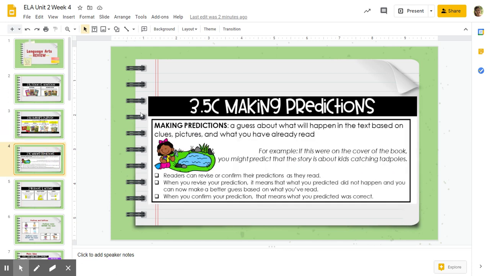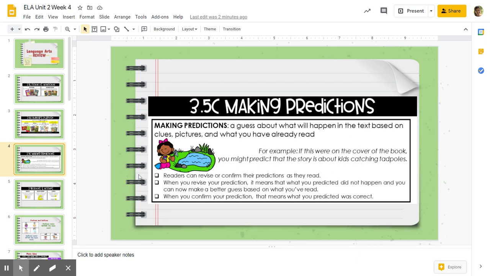We also talked about making predictions. A prediction is a guess about what you think will happen in the text based on clues, pictures, and what you have already read. So when we make predictions, we're just making a guess. And we talked about in class, it's okay if your guess is wrong. It's just important that you make revisions as you are reading. So readers can revise or confirm their predictions as they read.